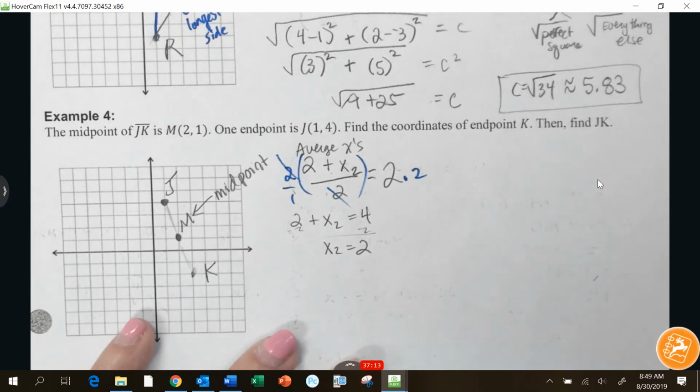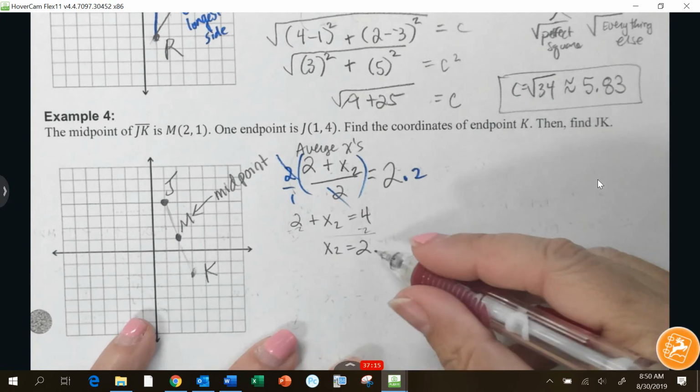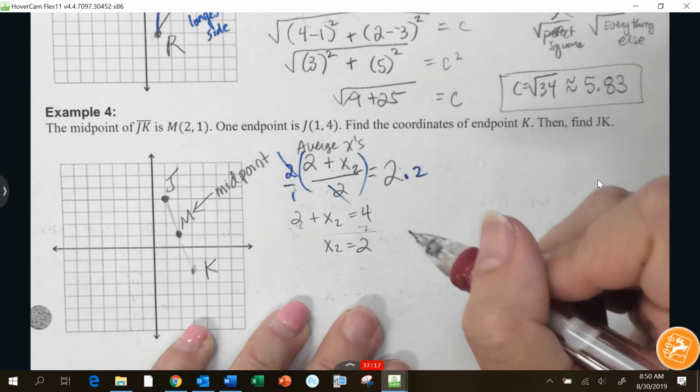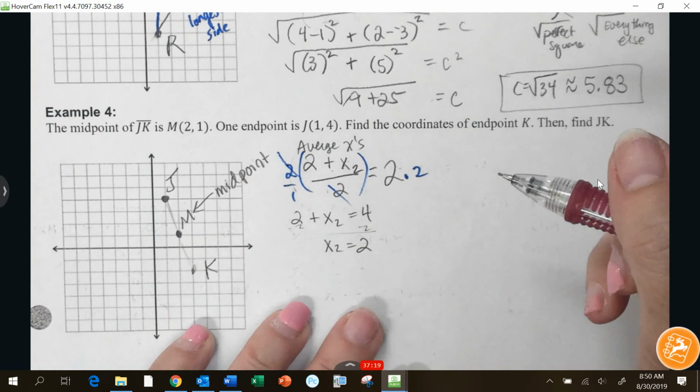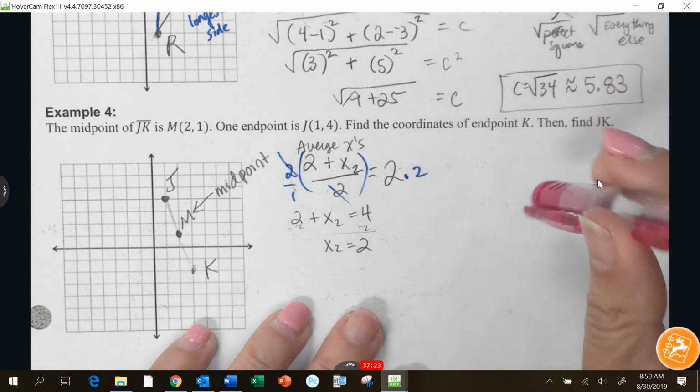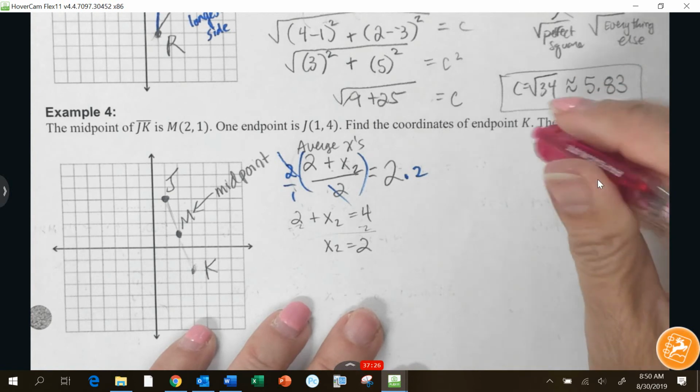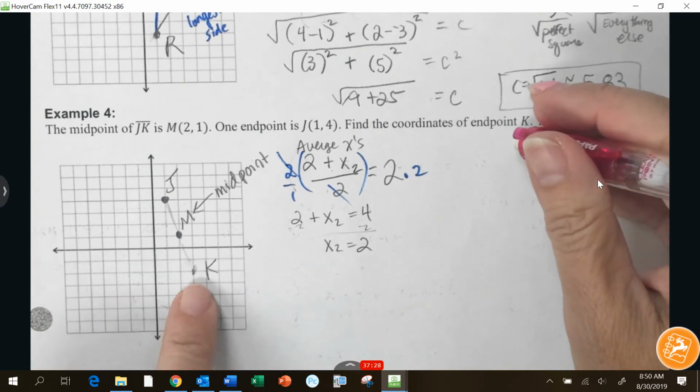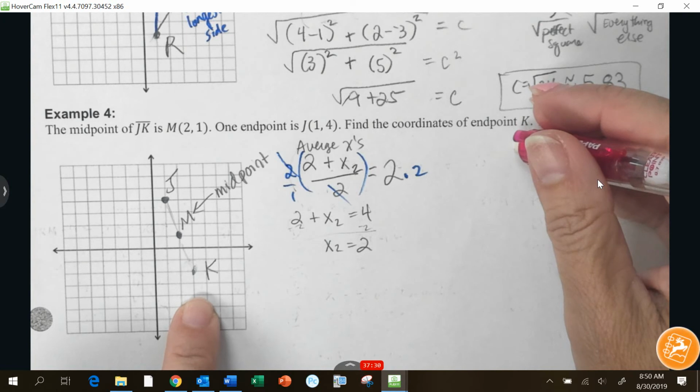So I averaged my x's and solved for that other x. I got 2. And that's not right. Does anybody know what I messed up? I know that's not right because I just looked at my answer. It should be 3. What did I do wrong?